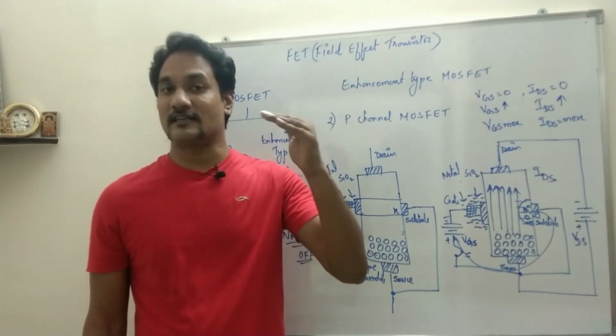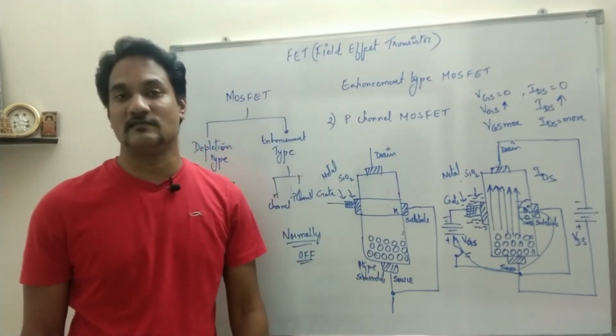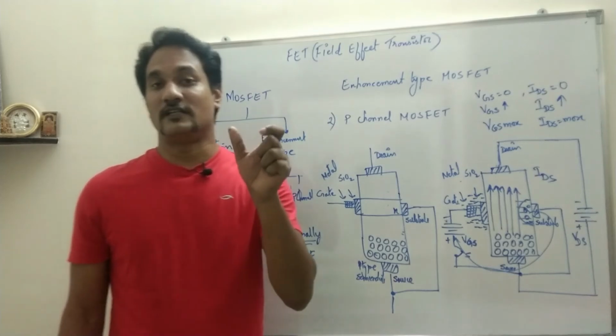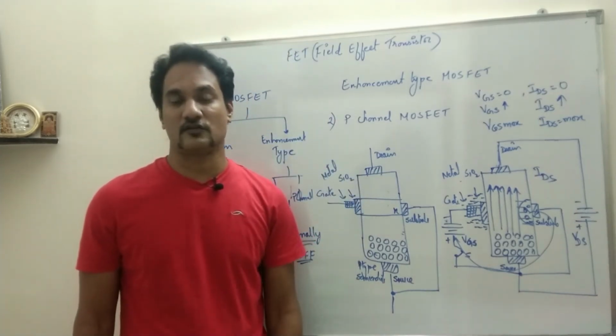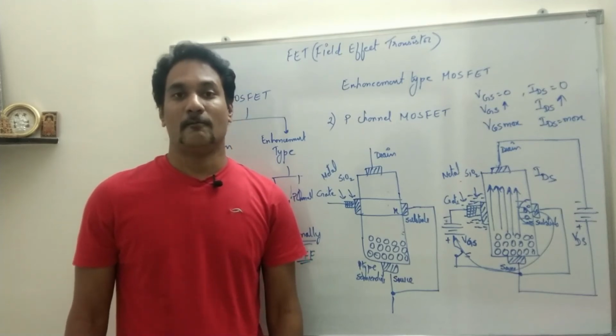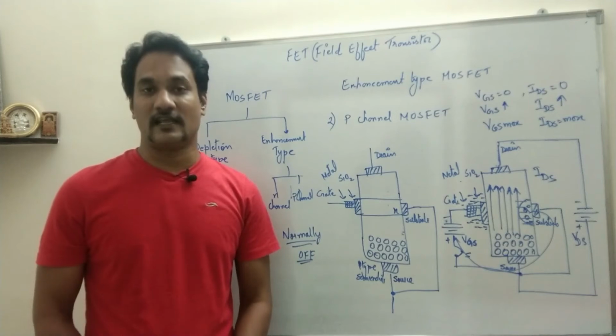So we say the resistance keeps on decreasing, the current keeps on increasing, and when VGS is maximum, at that time channel width is maximum and therefore a large amount of current flows from source to drain, so current IDS will be maximum. Okay, so this is the operation of P channel MOSFET.